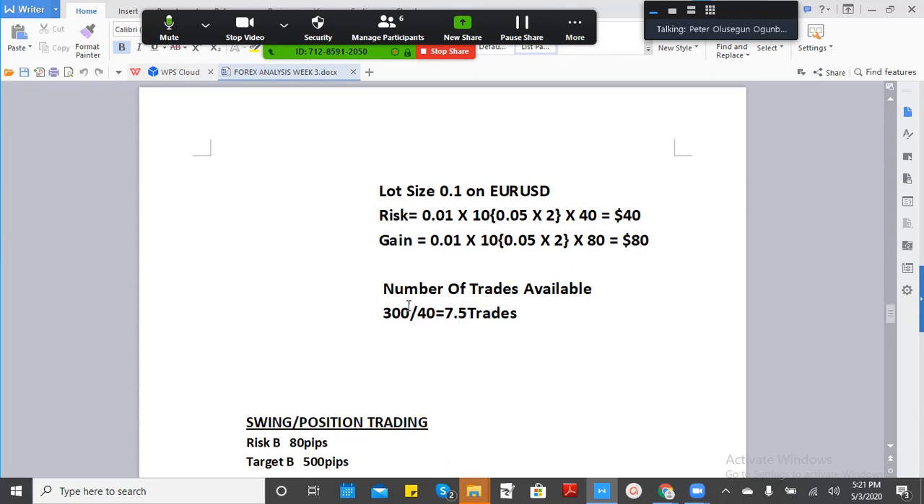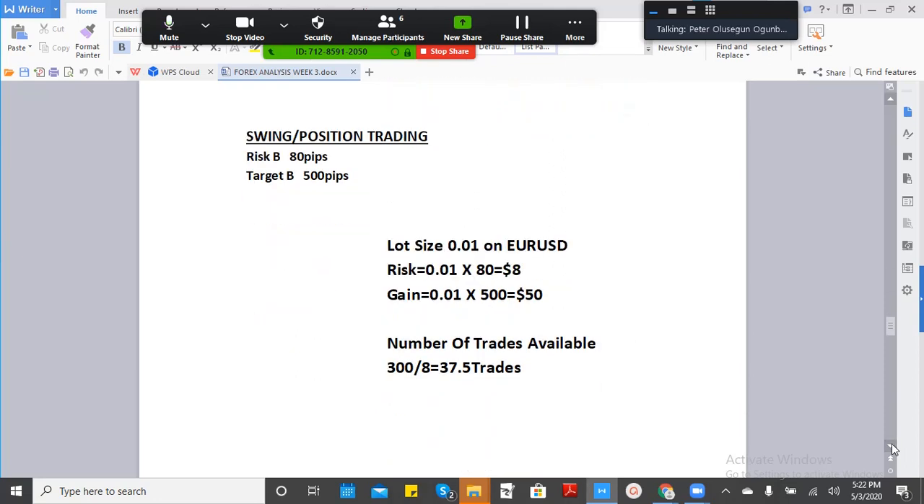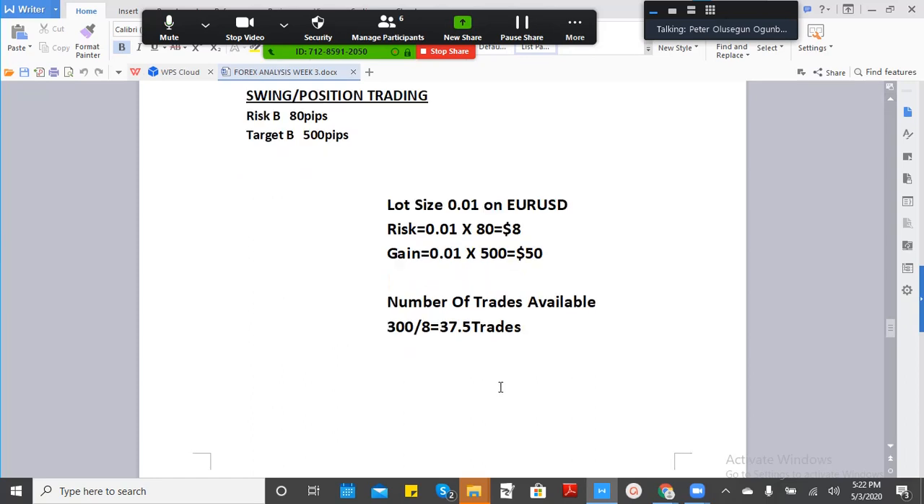Now, for the same people that own the same account, let's see what you want to do. If you are a swing trader, it's going to take you time, maybe 1 or 2 weeks or 3 weeks before the trade delivers. You want to risk 80 pips to gain 500 pips as a swing trader. So you have your 0.01. You want to risk $8 to gain $50. This risk to reward ratio is very high. Then how many trades would you be able to pick if you are risking $8? You can still do like 37.5 trades.